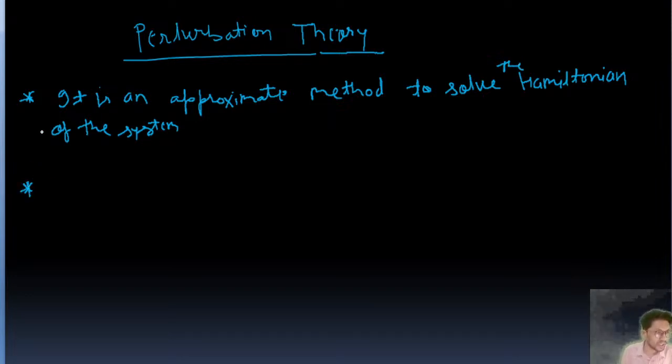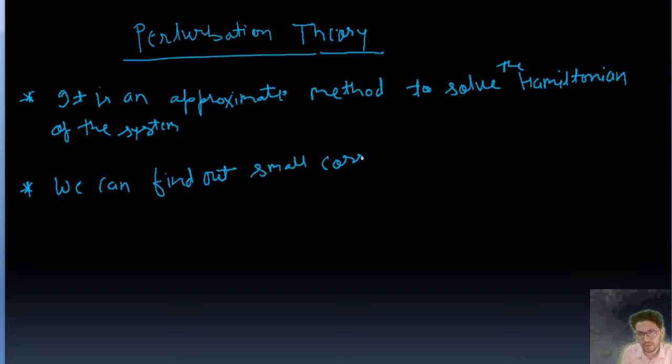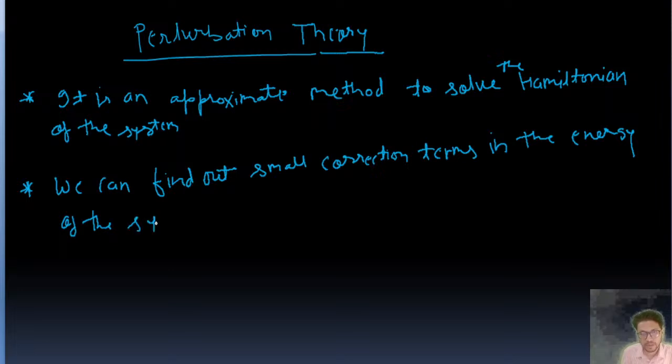Second, we can find small correction terms in the energy of the system. So with perturbation theory, we can find the correction in the energy of the system.